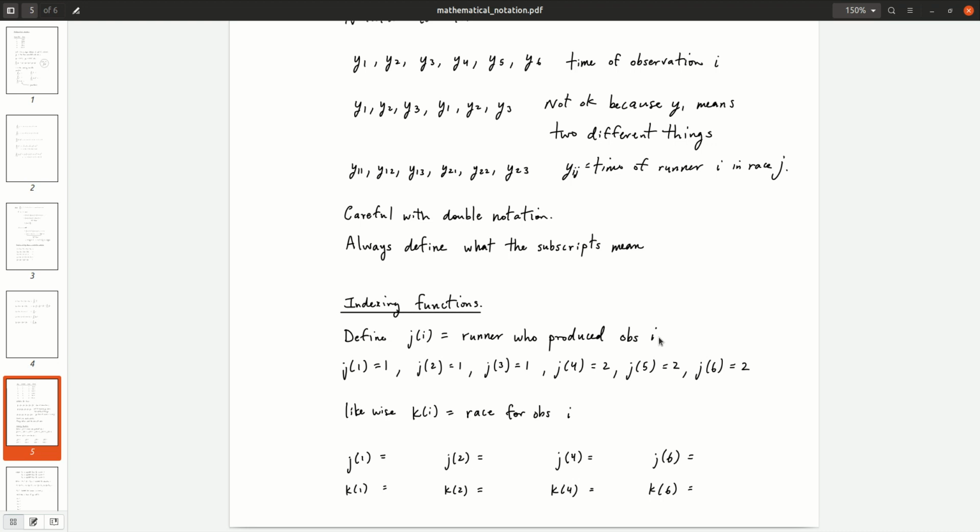this allows me to define everything in terms of the i, the row of the data set, but also refer to the runner who produced that observation.